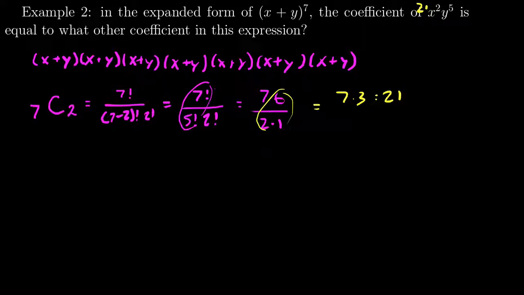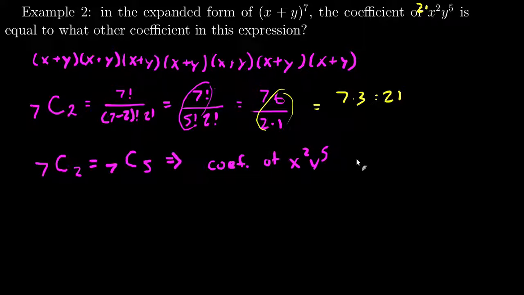And this will be the same as, instead of choosing 2 elements to be in the set, 7C2, it's the same as choosing 5 elements to be out of the set. And this is going to lead me to know that the coefficient of x squared y to the 5th will equal the coefficient of x to the 5th y squared.